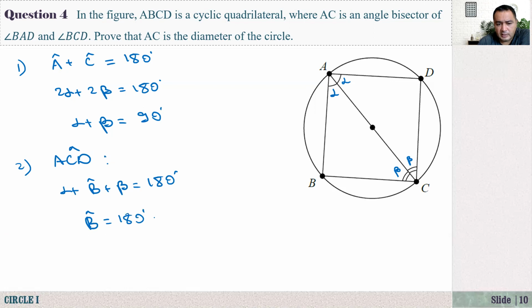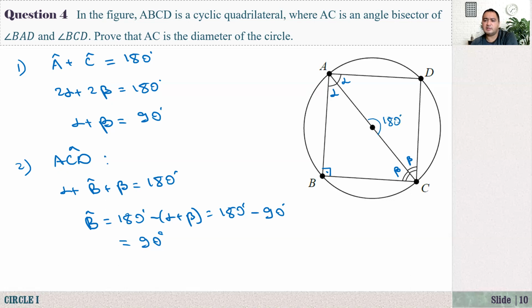Now from here, what is angle B? Angle B is 180 minus alpha plus beta. And alpha plus beta is 90 degrees. So here we have 90 degrees. Now from here, angle B is equal to 90 degrees, which proves that if the circumferential angle is subtended by an arc and forms 90 degrees, then that chord is a diameter. Because if it is 90 degrees, this angle must be 2 times 90, that's 180 degrees, which means that AC is a diameter.